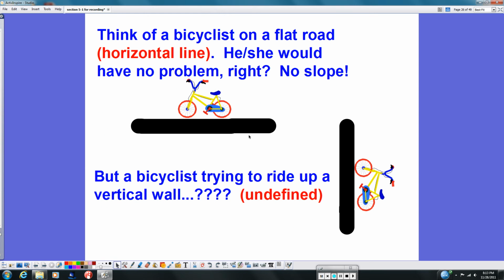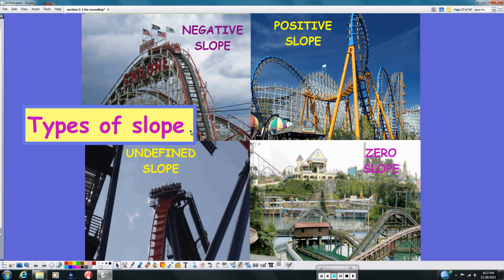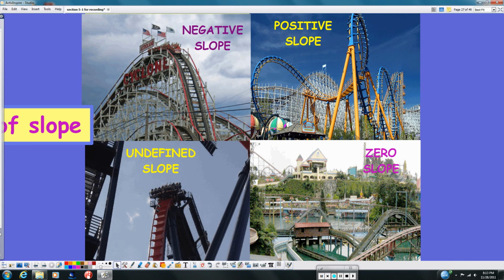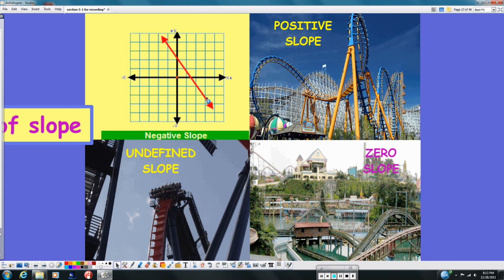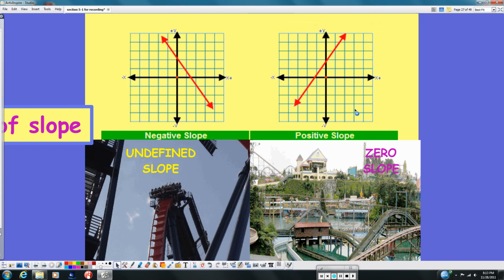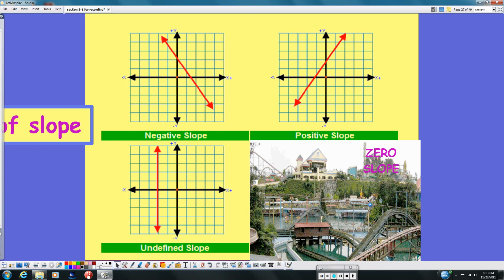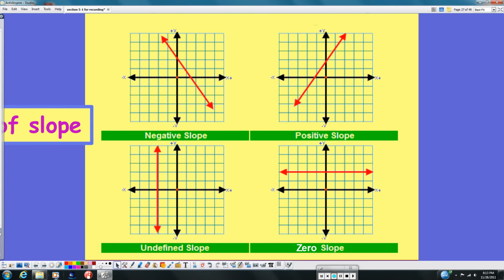Again, if you can think of a bicyclist on a flat road, he or she would have no problem because there's no slope to that line. However, if you're thinking about having that motorcyclist going up a wall, that would not be a good idea. So therefore, that's an undefined slope. Again, we have 4 different types of slope: negative slope, positive slope, undefined slope, and zero slope.